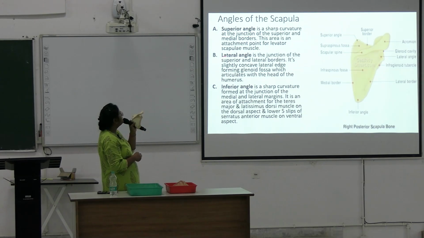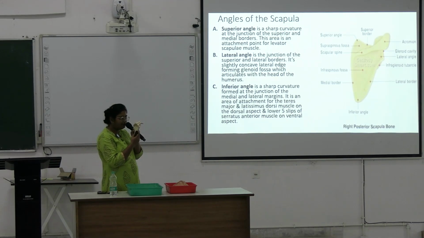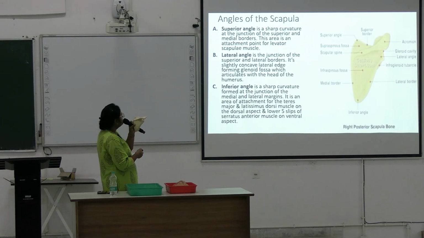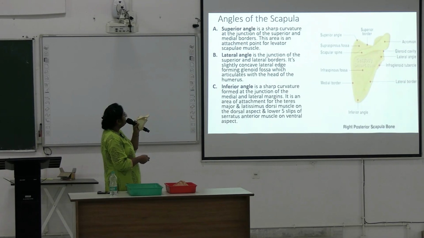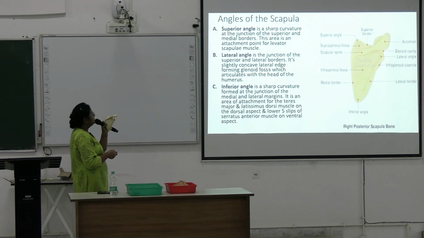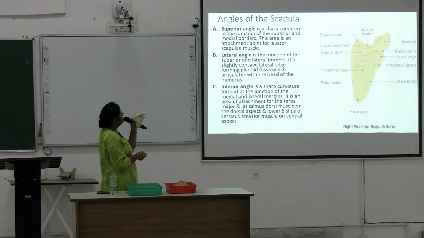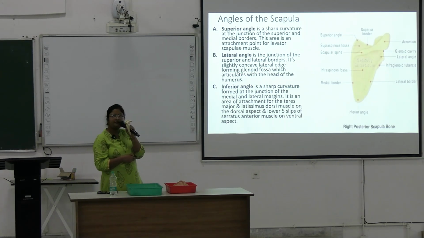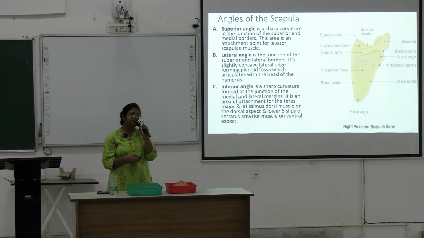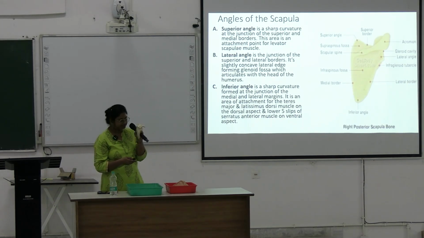Next, go to the lateral angle. Here is the lateral angle, also known as the glenoid angle, formed by the glenoid cavity. So it is the junction of the superior border and lateral border, and it is slightly concave. Lateral edge forming the glenoid fossa, which articulates with the head of the humerus, forming the shoulder joint, which is a ball and socket type of joint.